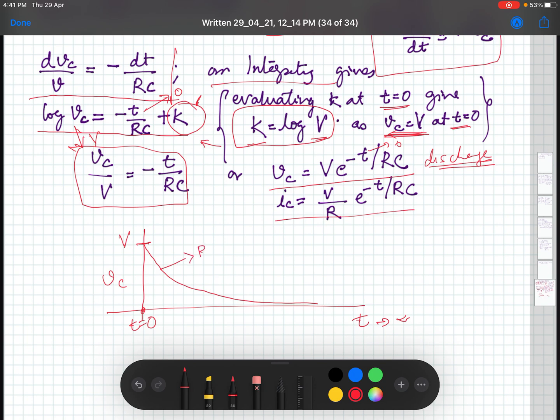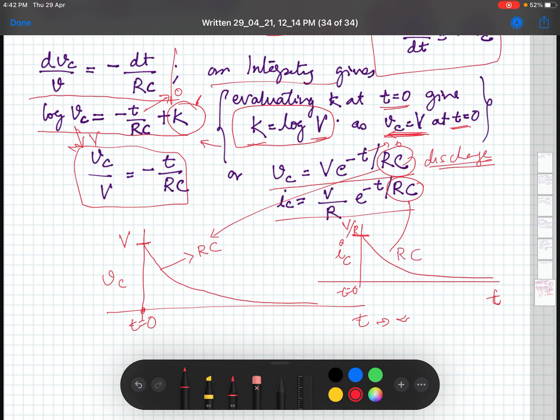And in this discharge, there is some characteristic RC which decides the speed of discharge. Similarly, if you want to plot the value of IC, the current in the RC circuit, with time, at t equal to 0 you can see the current would be V by R. As soon as the switch is closed, the current which begins to flow is V by R. And as time progresses, the current goes to 0. Again, this RC characteristic comes in here.